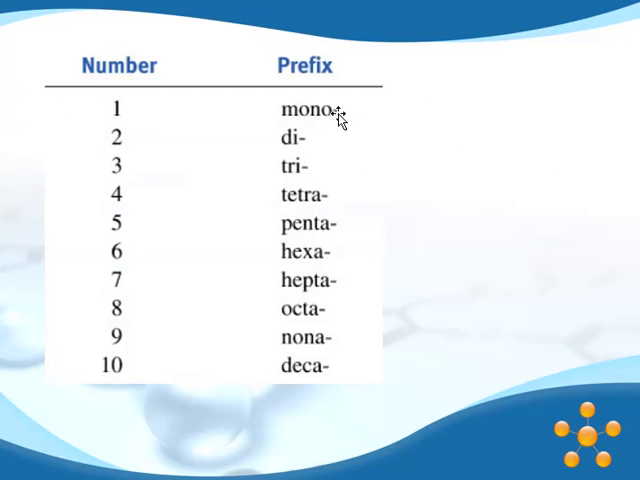All right, and here's a list. Mono, di, tri, tetra, penta, hexa, hepta. Probably not going to go over penta. There might be a few exceptions, but penta is really the largest that will go.